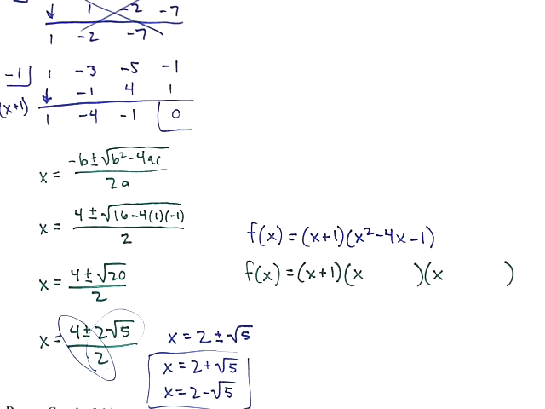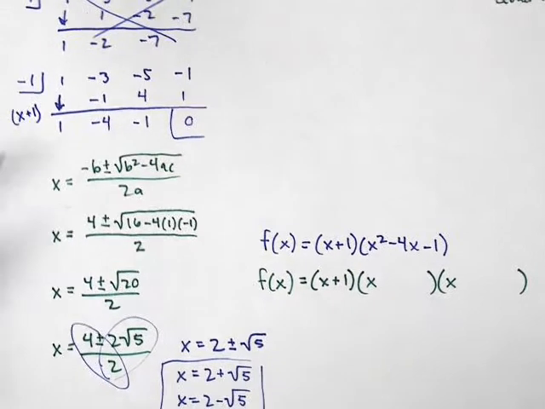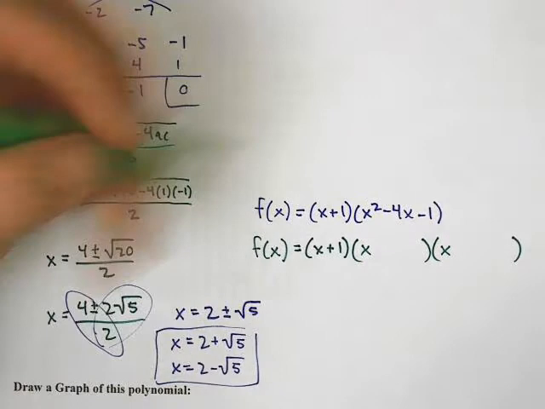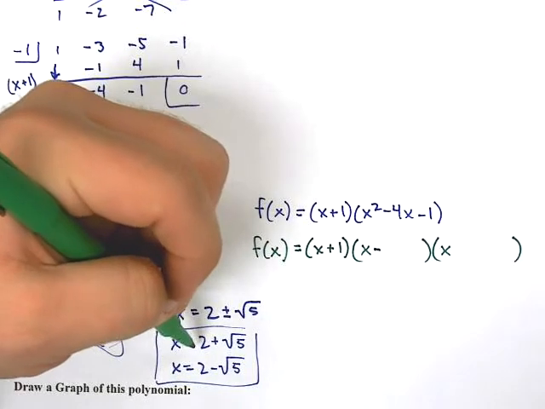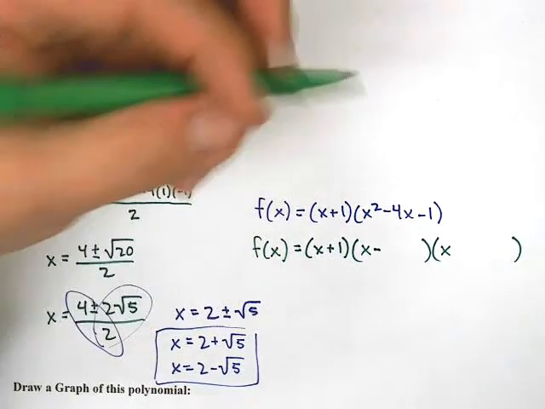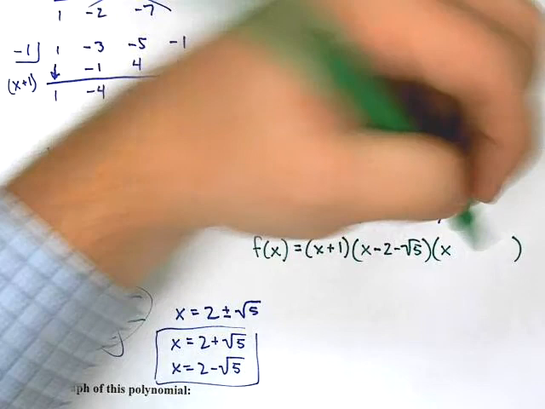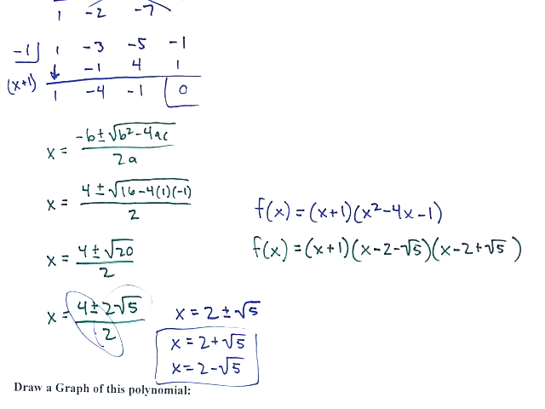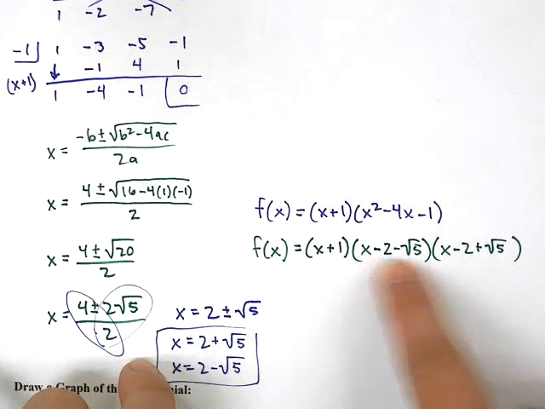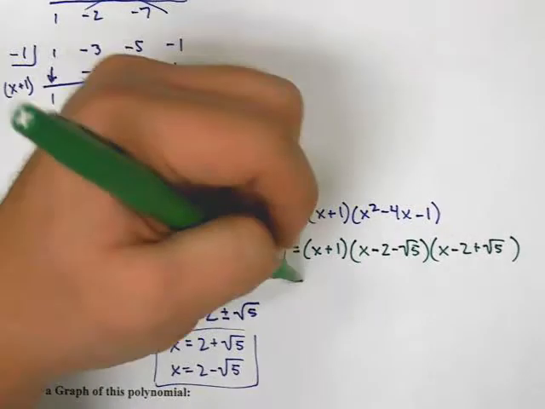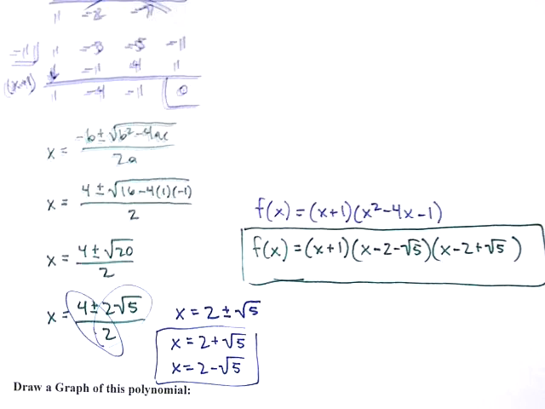And what you need to remember, and this goes back to our synthetic division, is that if you have a zero of -1, that leads to a factor of x plus 1. It's always the opposite of what it looks like. So if my zeros are 2 plus root 5 and 2 minus root 5, I'm going to write x minus 2 minus root 5, and then x minus 2 plus root 5. You have to subtract them both. When you subtract 2 and subtract root 5, you get minus minus. When you subtract 2 and subtract negative root 5, you get minus plus. So now we have a fully factored form of that original function.